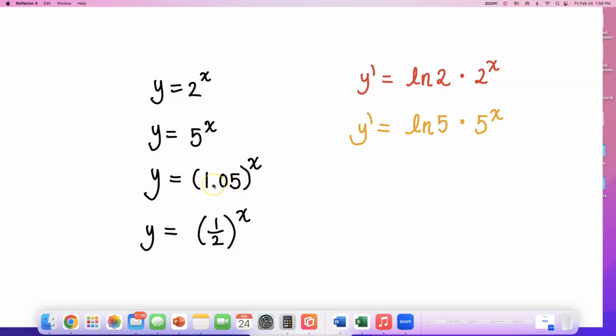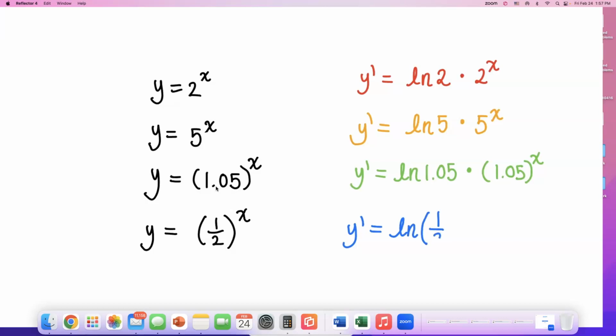All right, let's try this one. If you want to find the derivative of 1.05 to the x power, you need to write down what first? Natural log of 1.05, and you're multiplying this by that original function. Doesn't matter what the base is, the same rule applies. Let me do this last one. The derivative is going to be natural log of what? Natural log of 1/2 times that original function.